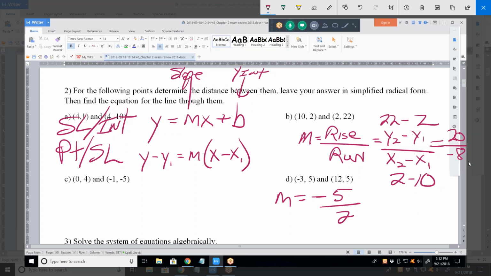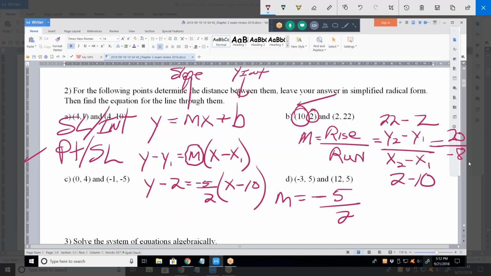So, if you're doing the point slope format, notice that we only need 3 things. We need m, which we have, and we need 1 point only. I can use either point. I'm going to use the smallest numbers. The equation of that line becomes y minus, well, that's y sub 1, 2, equals the slope, minus 5 halves, times x minus x sub 1, 10.